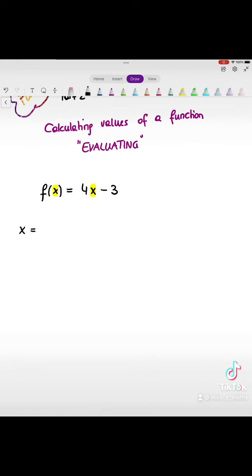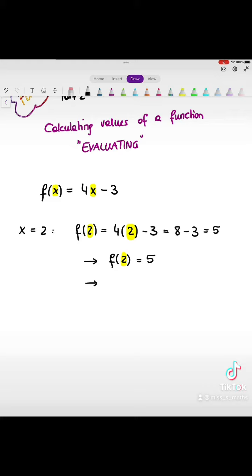A good tip there straight away, highlight your variable. So whatever is in that bracket after the f is going to be the variable, and that's what you are going to replace with certain number values. So in the first example there, we're now going to evaluate that function for x is equal to 2. So instead of every x, we're going to write in a 2. And that gives us 4 times 2, which is 8, and we take away 3, that's 5.